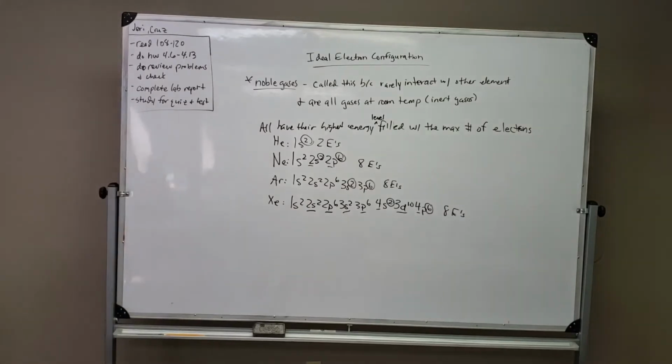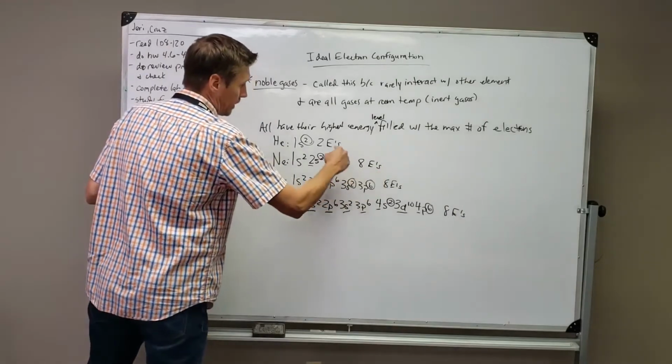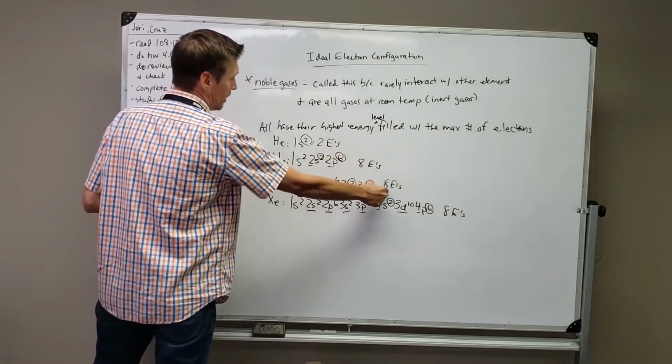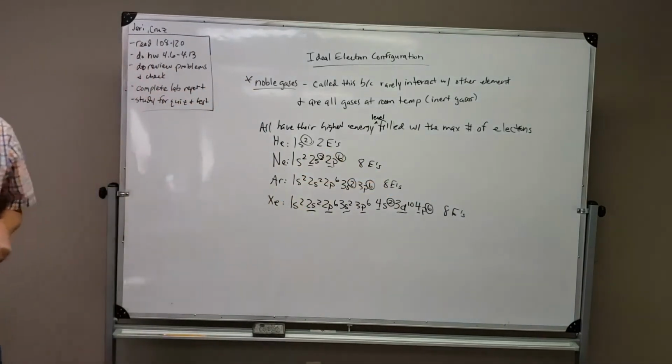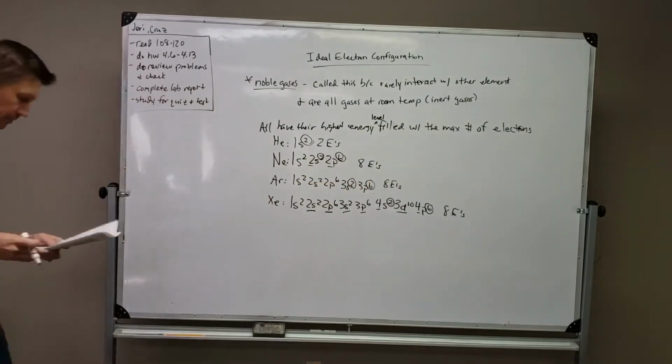The ideal electron configuration is that all of the orbitals in the outer, the highest energy level, are all full. All right? We have a special name for these electrons that are out here. The 2 electrons here, the 8 electrons here, the 8 here, and the 8 there. We call those valence electrons.